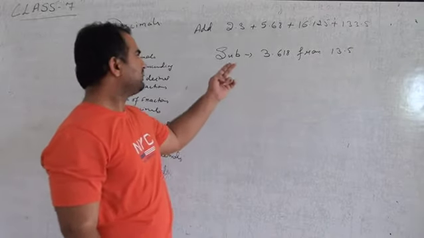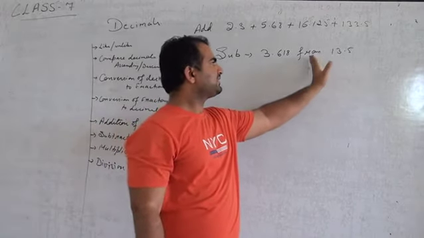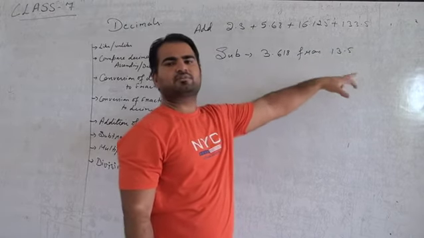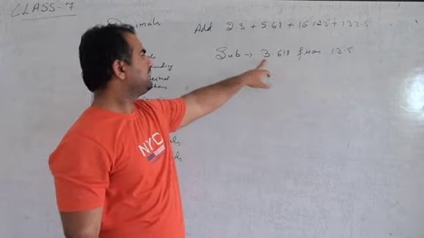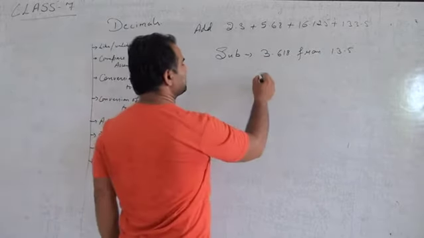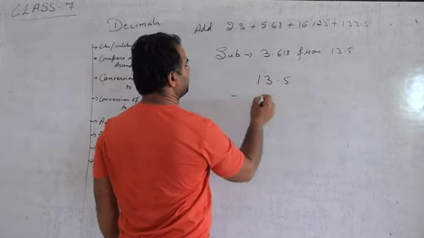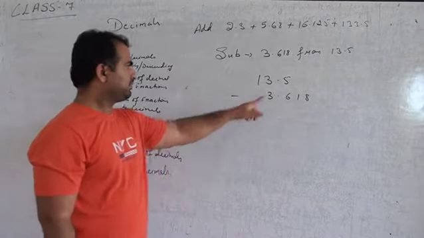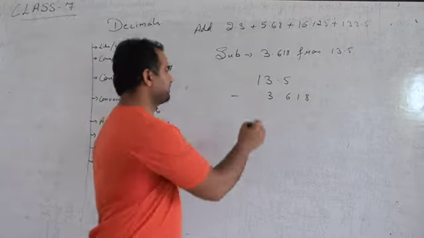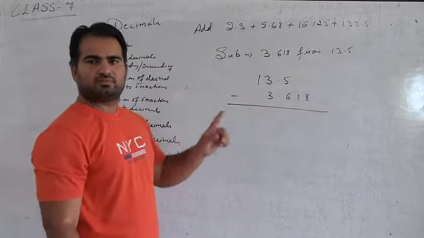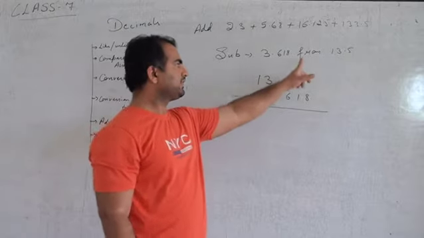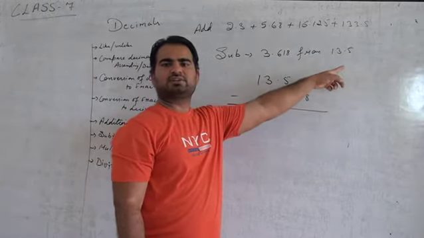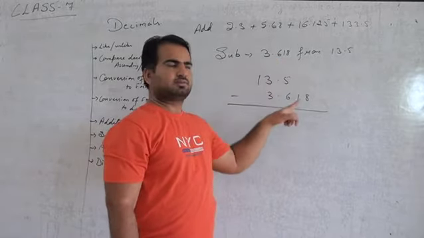Okay, listen class. The value which is written after "from" is the bigger value and this is the smaller value. So we have to write it like this: 13.5 minus 3.618. Okay, decimal below the decimal. Next, listen class, just check out what we have given. Subtract this from this. So we have to write this first and this below it.